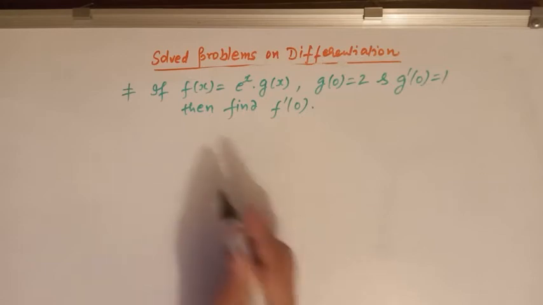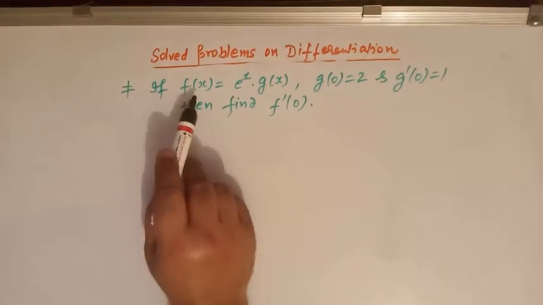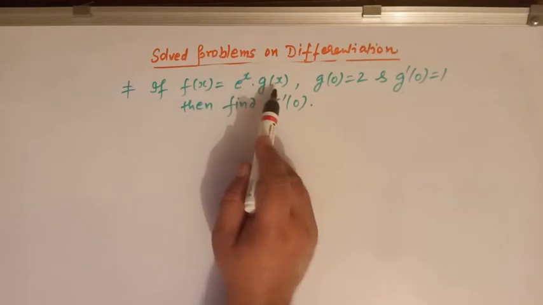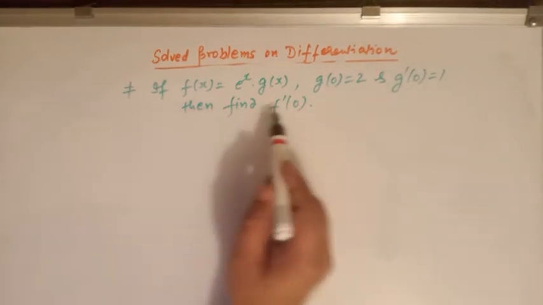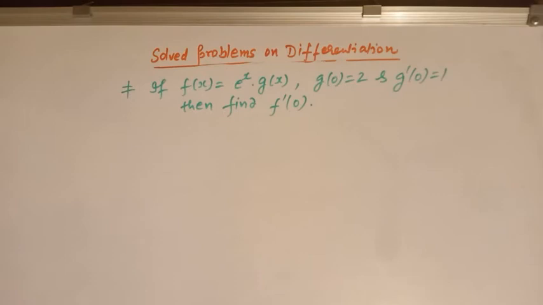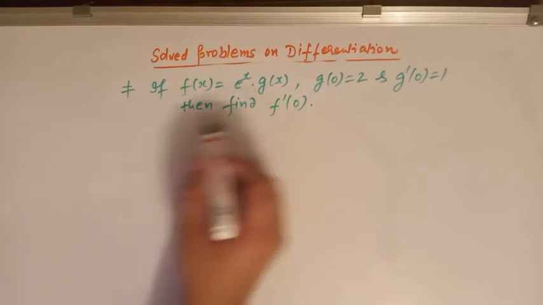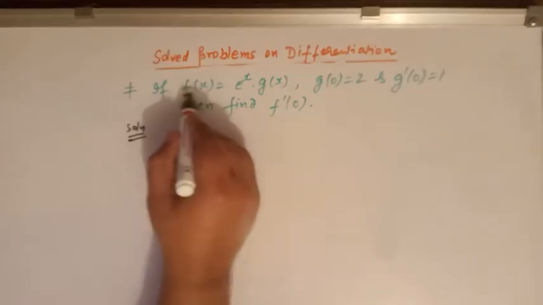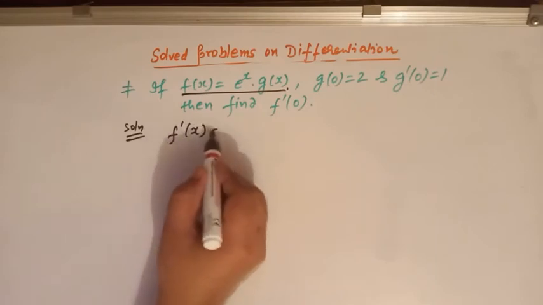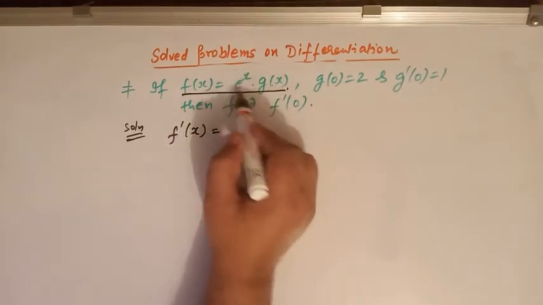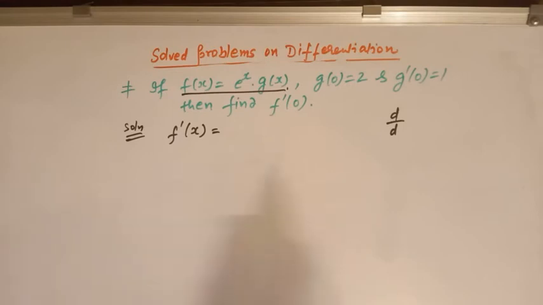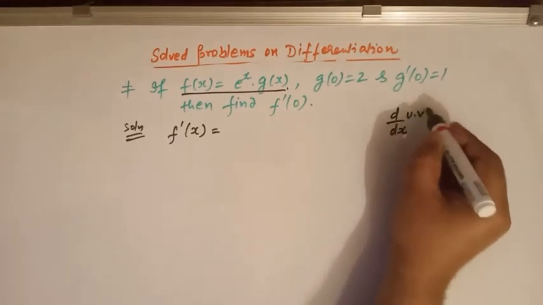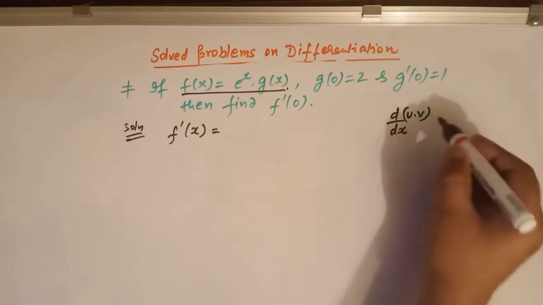Now viewers, we have one important problem here. If f of x is e raised to x multiplied by g of x, and g of 0 is 2 and g prime of 0 is 1, then we have to find f prime of 0. Clear? So here we will differentiate this function. So f prime of x is equal to, since this is the product of two functions, and we have already discussed this formula for the derivative of the product of two functions.